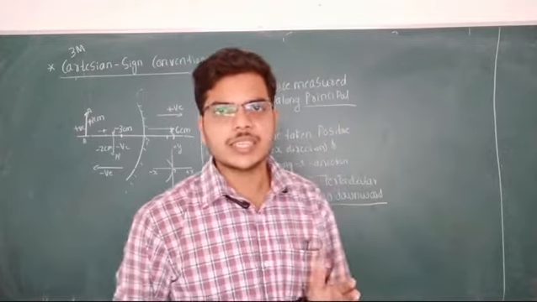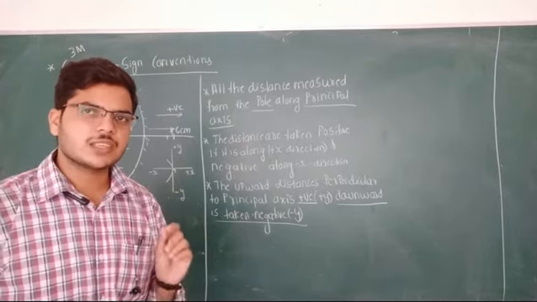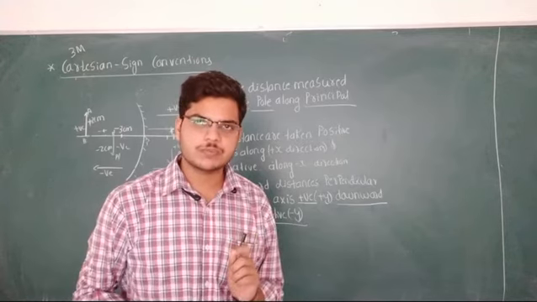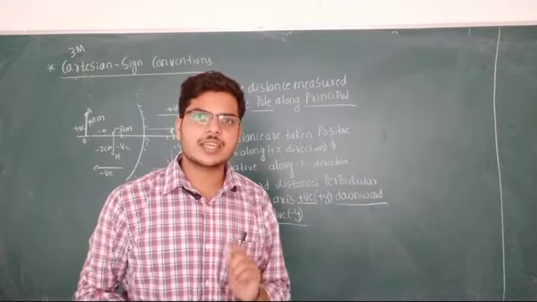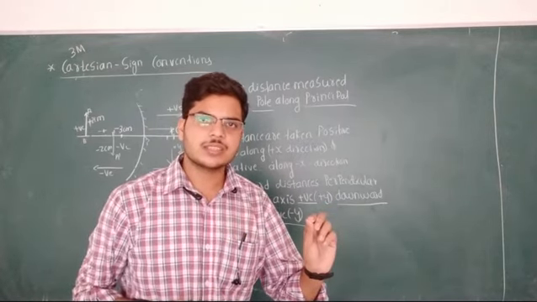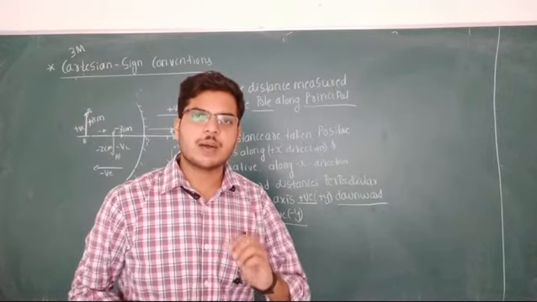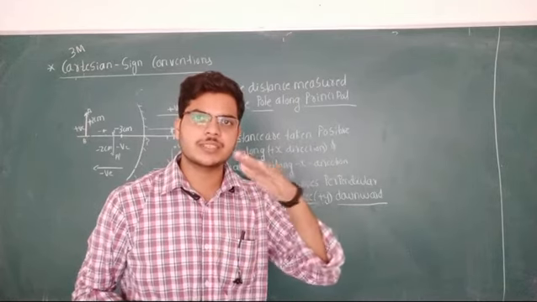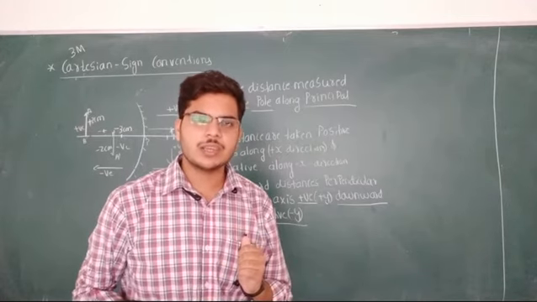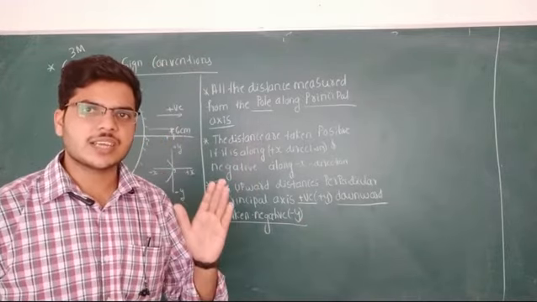These are the Cartesian sign conventions. Is it clear? What is the first rule? All the distances must be measured from the pole. The second one is that the distances are taken positive if they are along the plus x direction, and negative if they are along the minus x direction. The upward distances from the principal axis are taken as positive, and the downward distances from the principal axis are taken as negative. These are the Cartesian sign conventions.